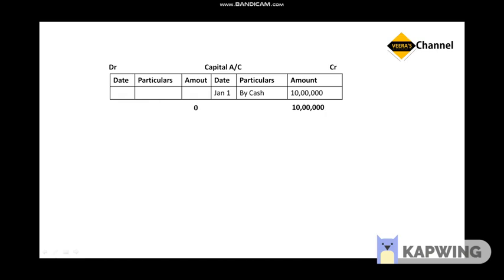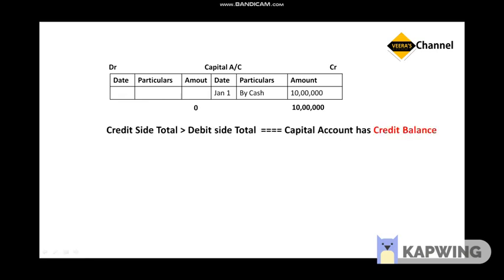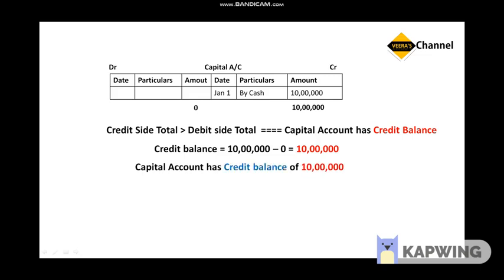So, which side total is higher? It's very clear. The credit side total is higher. Whenever the credit side total is greater than debit side total, we say that account has credit balance. Here, the credit balance is nothing but 10 lakhs minus 0, that is equal to 10 lakhs. Now, in accounting terms, we could say that this capital account has a credit balance of 10 lakhs.